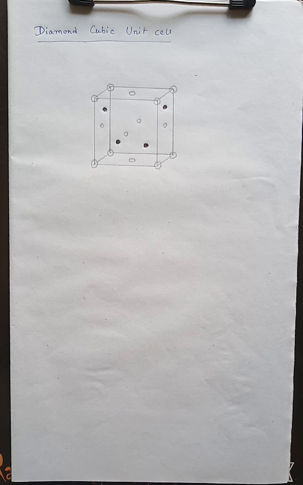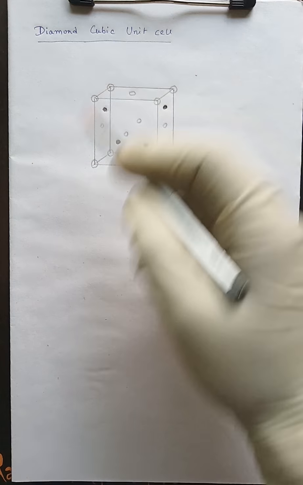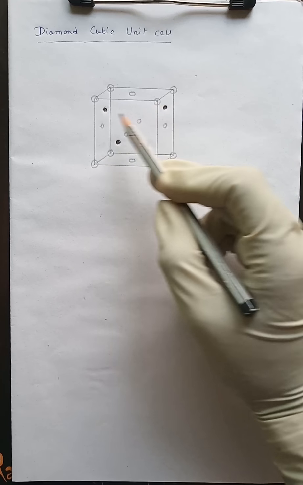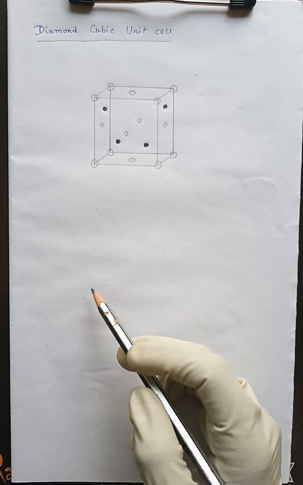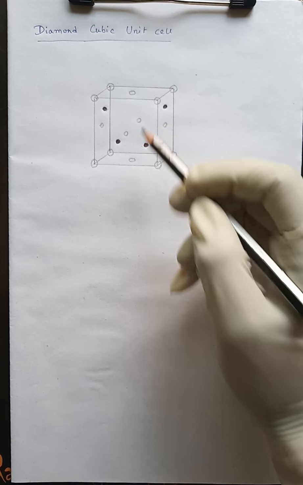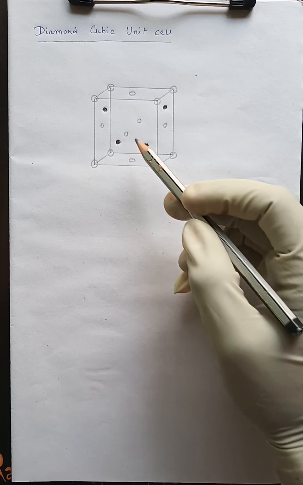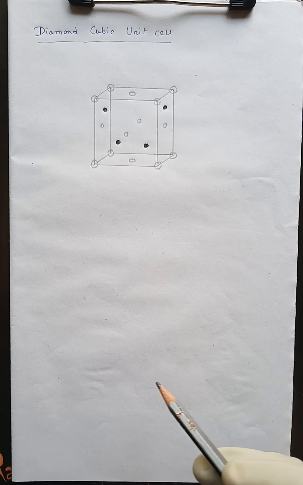In this video, we will talk about diamond cubic unit cell. This is the structure of diamond cubic unit cell. This is basically a FCC unit cell with 4 extra atoms. These 4 atoms are spatially oriented. These are actually situated in 4 body diagonals.